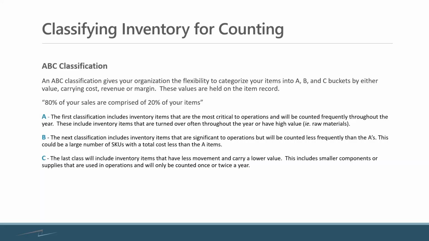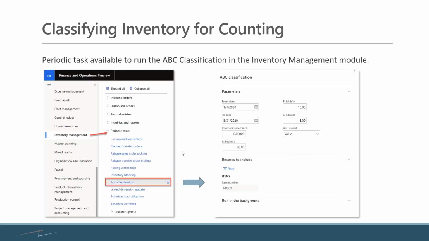Okay, so this ABC classification, as I mentioned, is held on the item record. On the next slide is a screenshot of a periodic job that's available in the system. For those of you that are Dynamics users currently, it's in the inventory management module, in periodic tasks, and it's called ABC classification. It's a job that runs and actually goes out and does this classification. When you click on that menu link, you'll get a right sidebar, which is the screenshot on the right. This is where you can indicate your criteria for how you want the job to run.